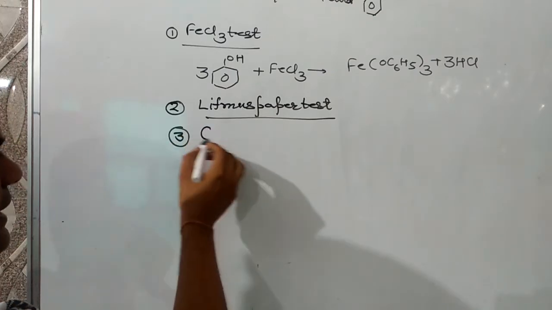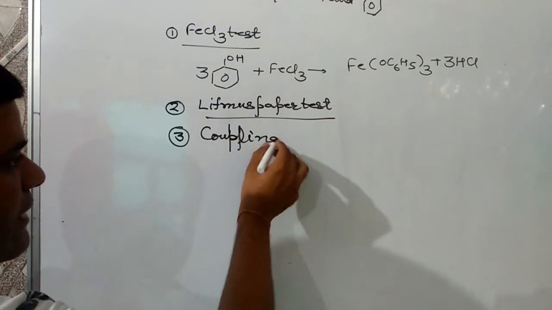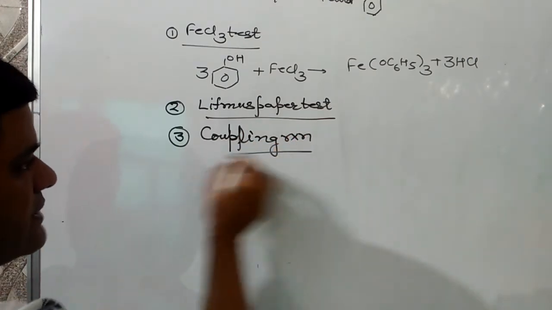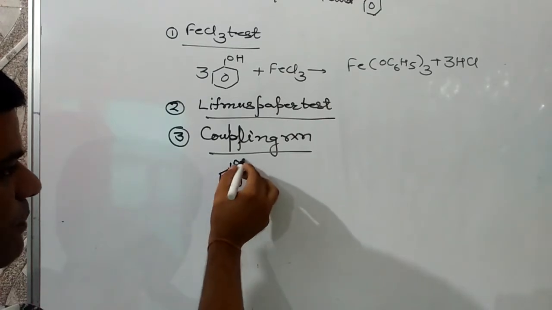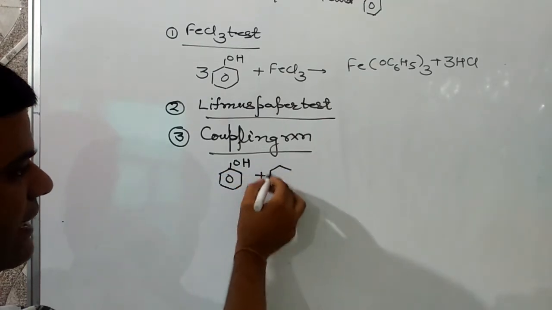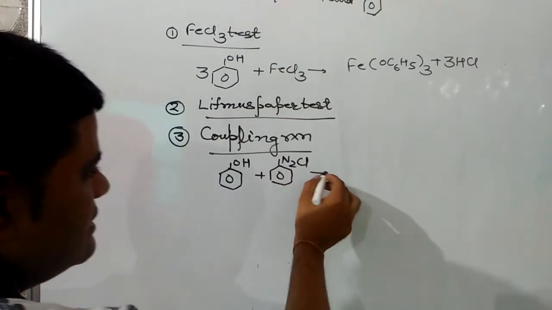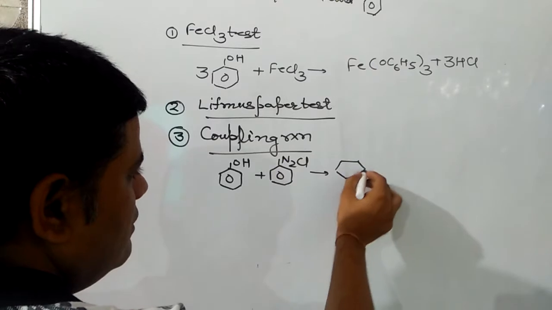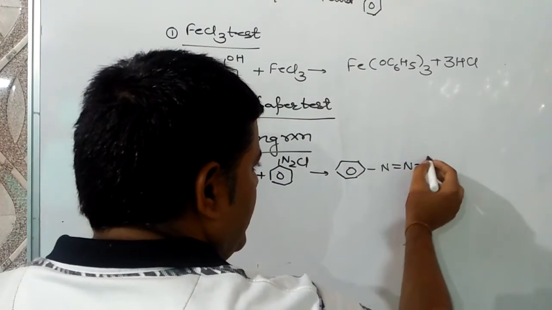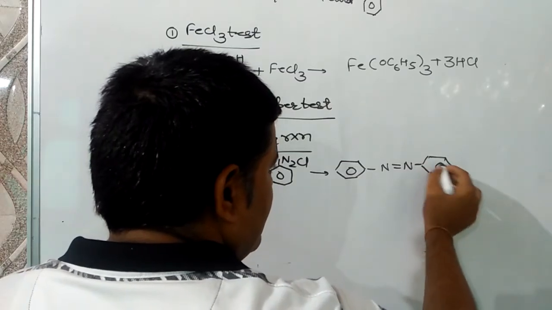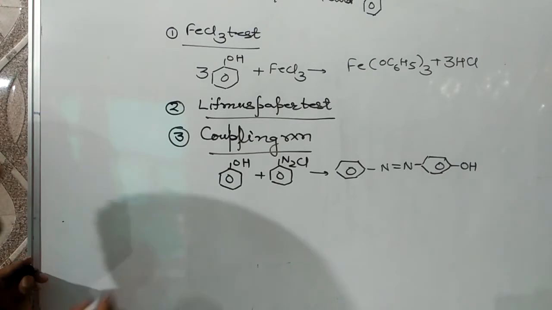The third test will be the coupling reaction. In this test, phenol reacts with benzene diazonium chloride to produce an orange red color dye known as para-hydroxyazobenzene, and the reaction is known as the coupling reaction.